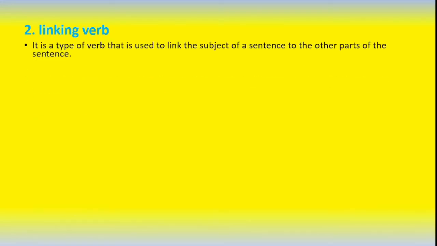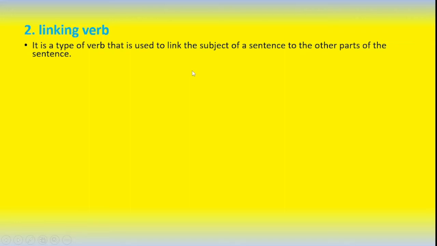And the next one, the second type of verb, is linking verbs. So the meaning is there in the word itself. It links the subject of a sentence to another part of the sentence. So it is a type of verb that is used to link the subject of a sentence. There is a subject and an object in a sentence. So it links the subject of a sentence to another part of the sentence.